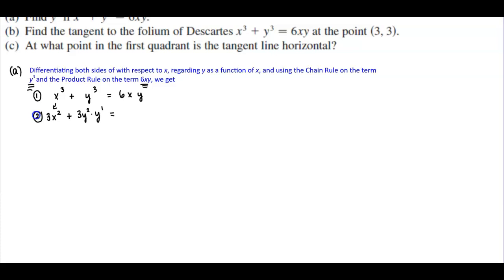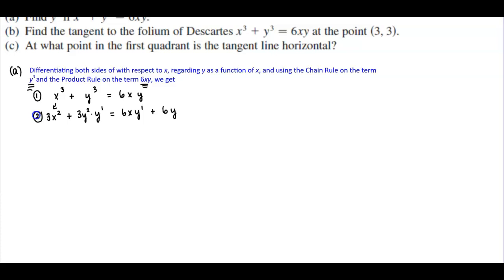which is equal to, now we're going to take the derivative of 6xy, and we're going to use the product rule on that term. So the first thing we need to do is take the derivative with respect to y, so we get 6x y prime, plus when we take the derivative with respect to x, we get 6y.